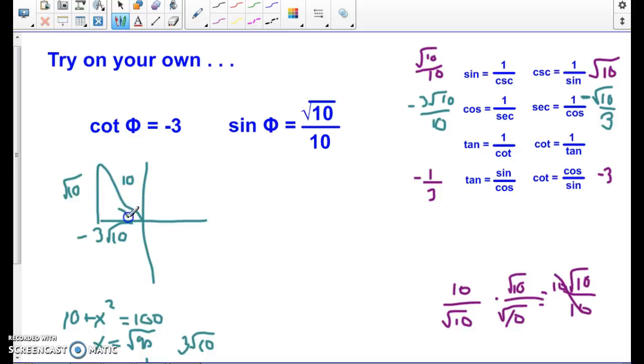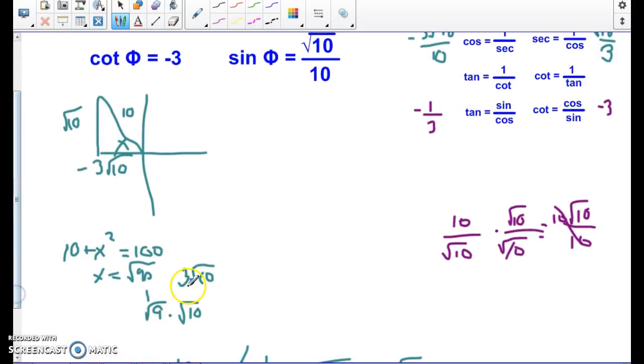Drew my little triangle. Here's my x. I labeled my sine opposite over hypotenuse. I ignored my tangent. Then what I did is I did some little Pythag. 10 plus x squared equals 100. So x would equal the square root of 90. And I said that's 3 root 10.